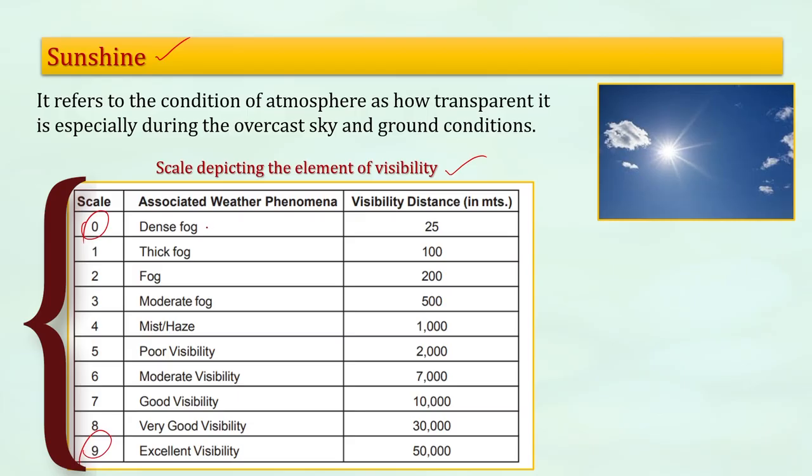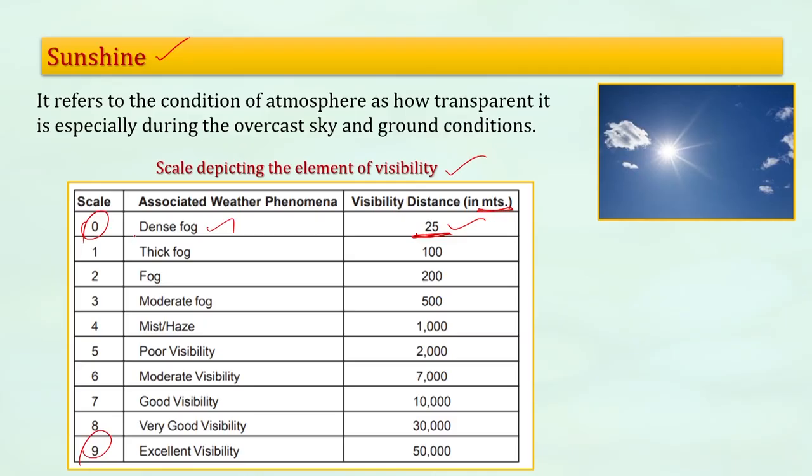0 means dense fog and visibility is very low. See, visibility distance is in meters, meaning what? Dense fog means 25 meters. During this time, maybe during the last week of December or first week of November, you can experience this, especially if you are in Delhi. Sometimes you cannot see a person standing after 10 meters or 20 meters, right. It will be covered with fog early morning, even 8 a.m., 7 a.m., right.